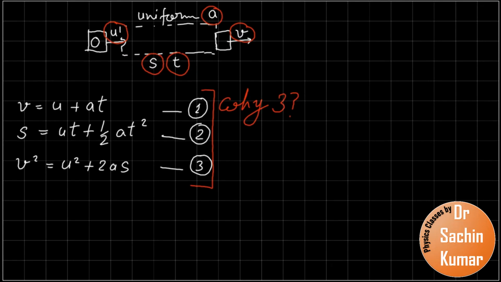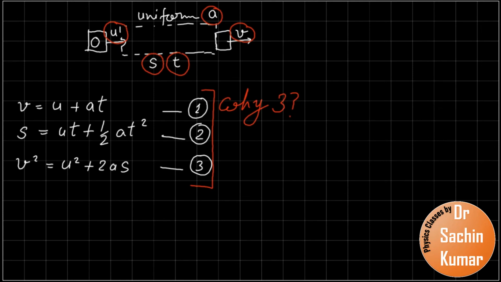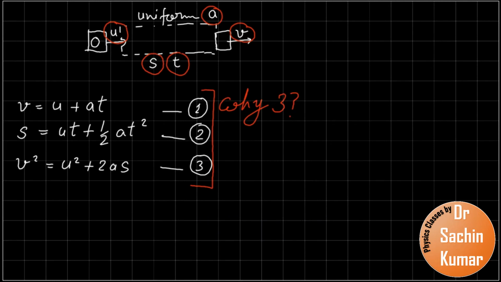In your books you must have studied that from the first equation, using some special conditions, you derive the second or third equation. So if you can derive the second and third equation, then what is the need of these equations? And one more question, why are there not more than three equations? When I was reading these equations, this question came to my mind, but it took me approximately 2 years to figure out the reason behind that.